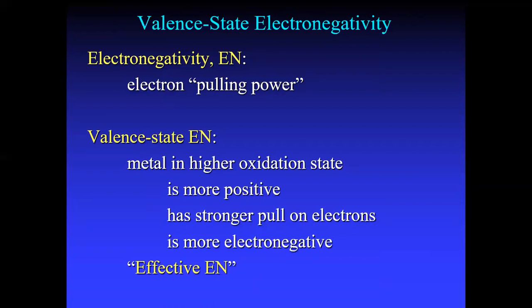And valence state, electronegativity. See, electron pulling nature. The metal in the higher oxidation states is more positive. They have a strong pull on the electrons. Then it's more electronegative. Yes, effective electronegativity.